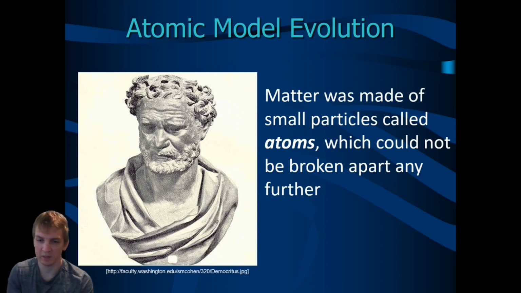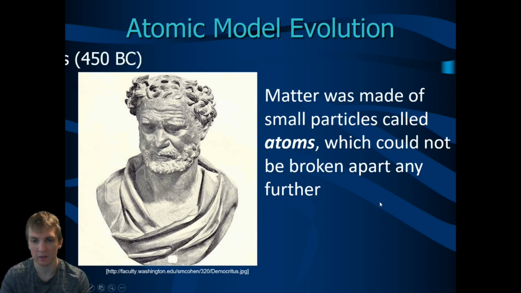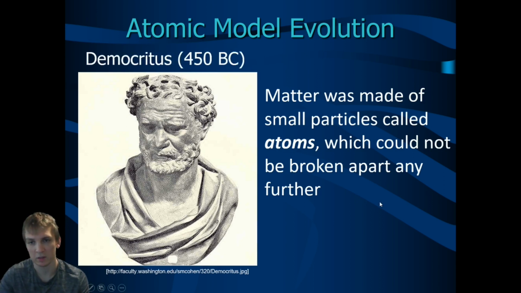And we're going to start with this guy from a long time ago. He is a Greek guy by the name of Democritus. And around 450 BC, so about 2,500 years ago, give or take, he came up with this idea that matter was made up of small particles called atoms. And basically, he was answering the question that I had in the beginning of this lecture, which is, how small can you break something apart until it loses the properties of that thing? How small can something be?